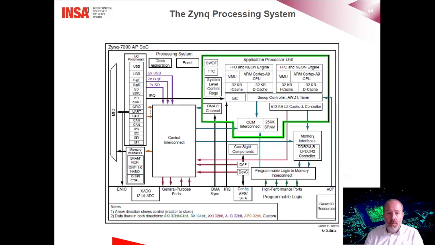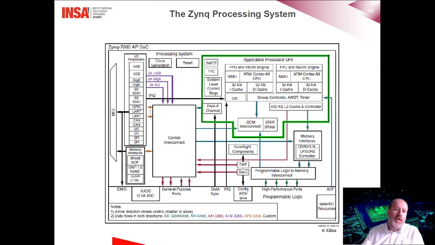So here's an overview of the Zynq processing system, which is the Zynq 7000 SoC. Here you see in green the application processor unit, which constitutes the core of the system. This core is based on two ARM Cortex-A9 CPUs here. Associated with the CPUs, there are a memory management unit, MMU, a floating point unit, FPU, and a NEON engine for process acceleration. Everything is in the APU.